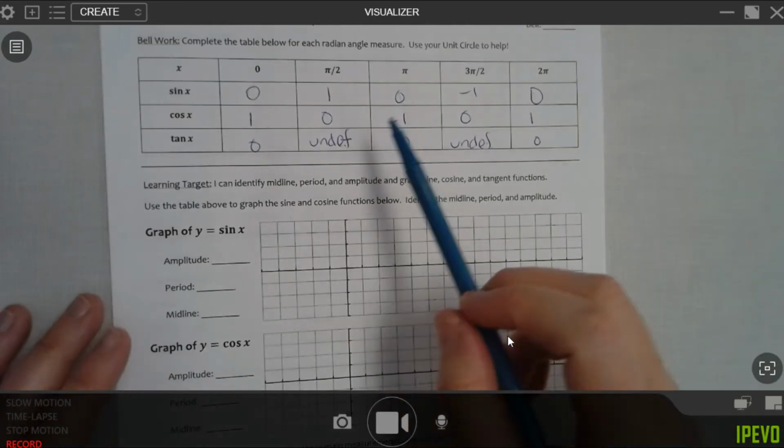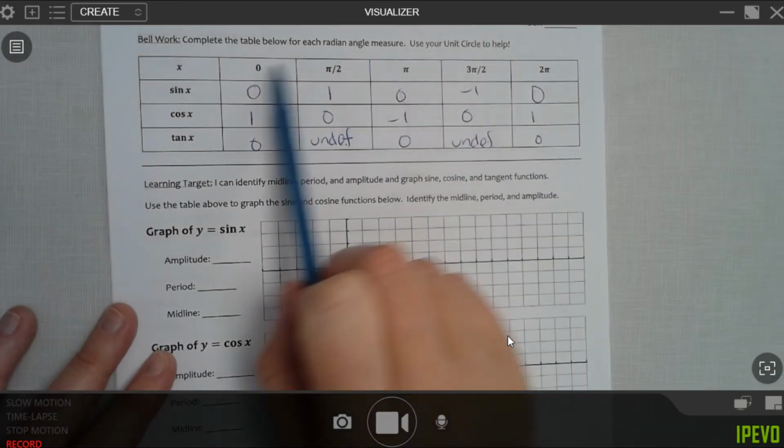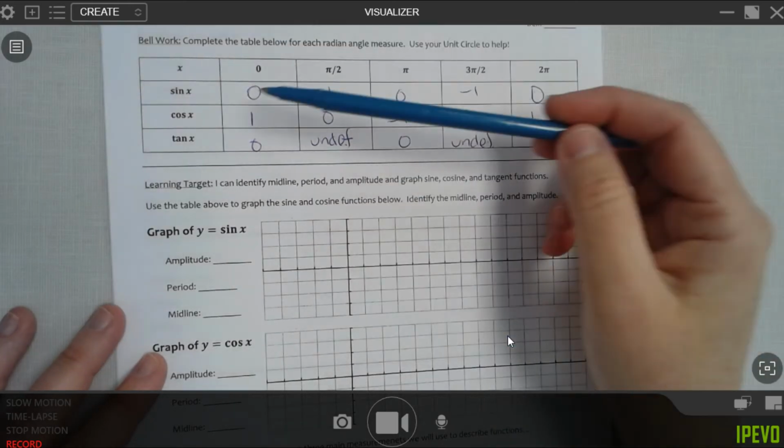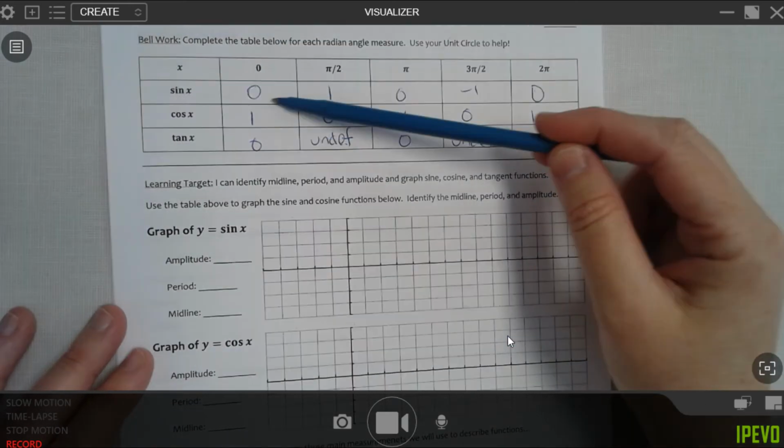Okay, so make sure you completed your chart correctly. Go ahead and look at your stuff to make sure these are right, because these are the points we're going to be plotting when we graph sine, cosine, and tangent. So these are your x values and these are going to be your y values.